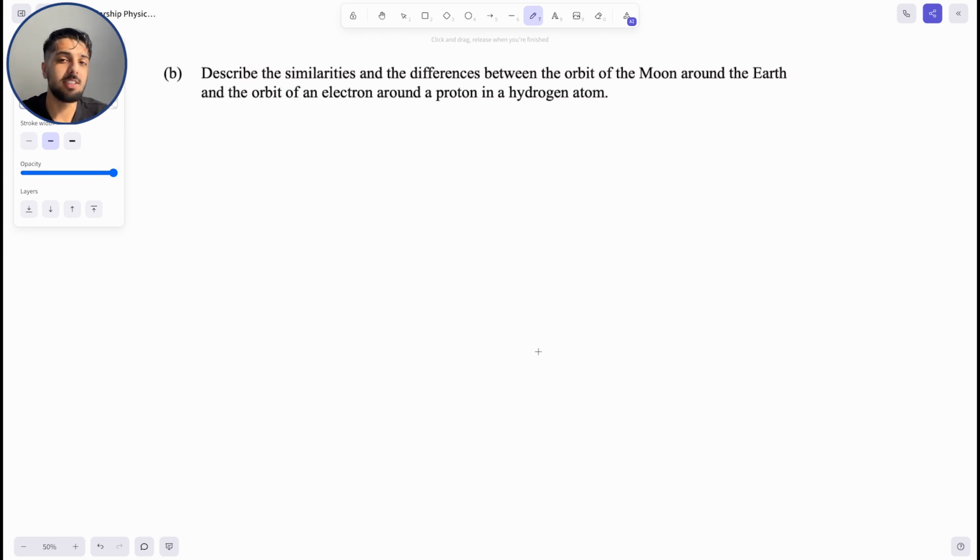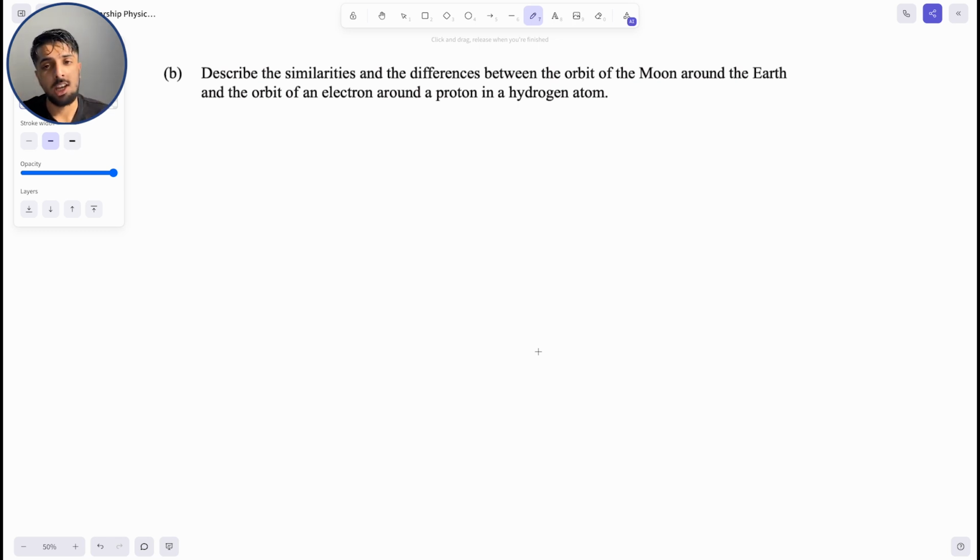Describe the similarities and differences between the orbit of the moon around the Earth and the orbit of an electron around a proton in a hydrogen atom. Okay, so in both cases, they both experience a centripetal force, which is directly proportional to the square of the radius between the two centers of mass. And in both cases, they both orbit around the center of mass of the entire system.